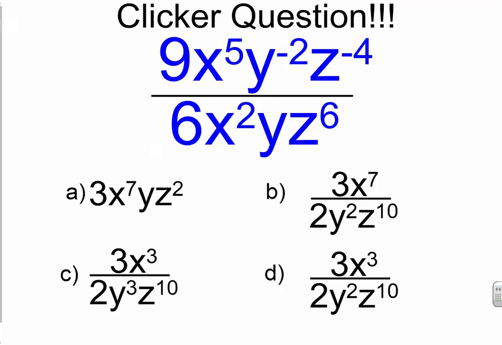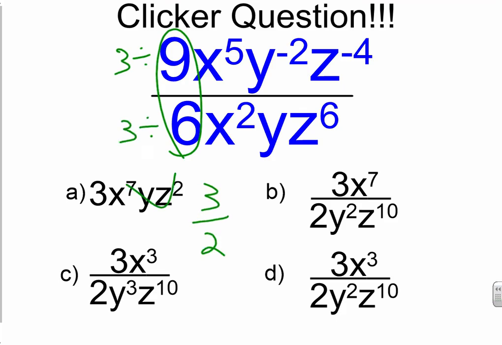Pause the video now as you try this clicker question. Press play to go over your answer. I can't divide these nicely, so I simplify them by 3. I should have 3 over 2. So I get rid of a, and that's it. Then I do 5 minus 2, and I get x to the 3rd power on top.